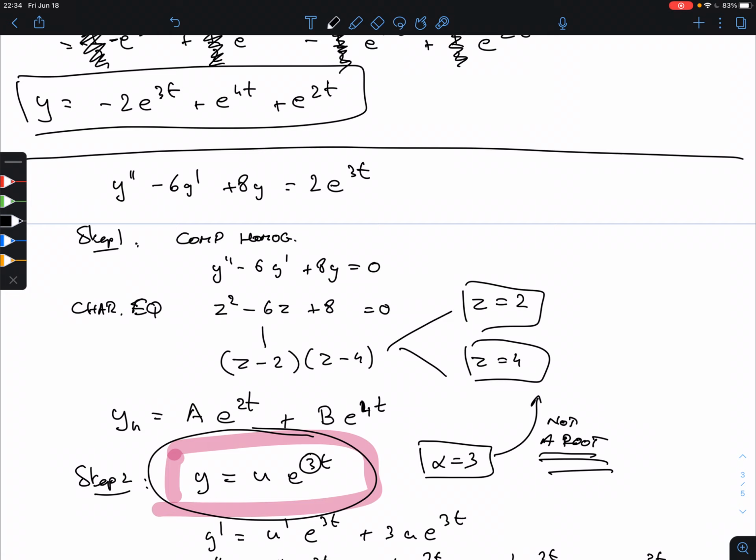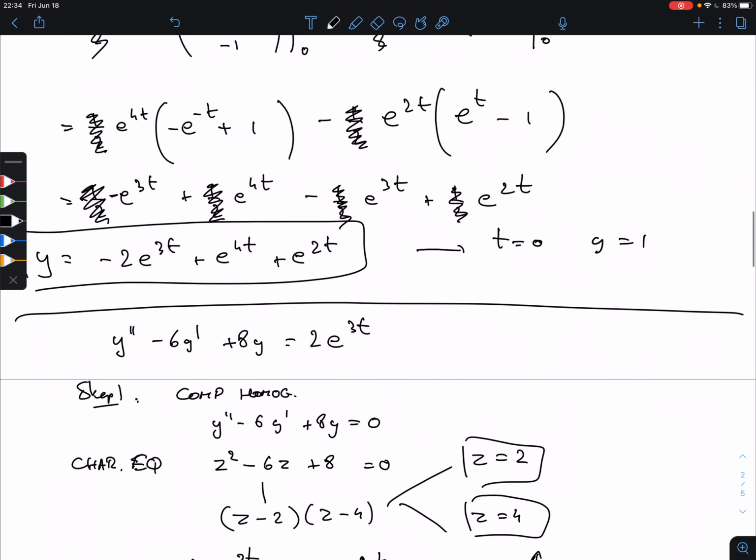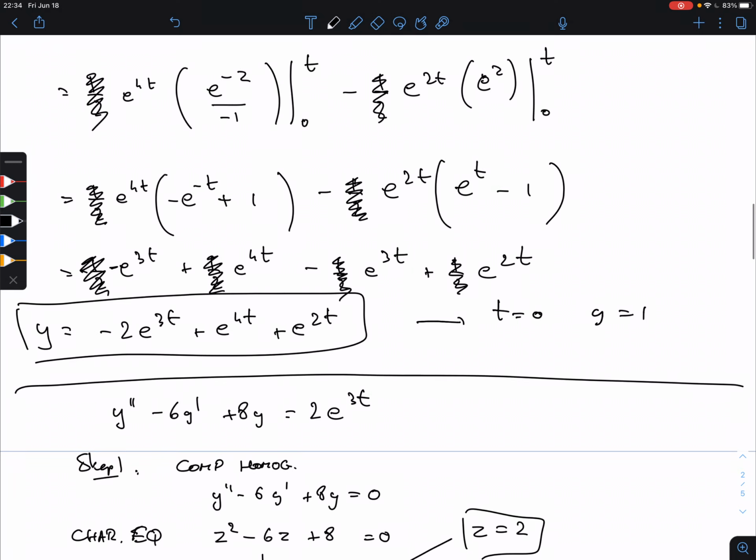Let's verify the initial conditions. So if I put in t equals 0, my y should be 1, right? But that's not the case. If I plug in, I get minus 2 plus 1 plus 1. So there is something wrong here. This one is wrong. So you see, sometimes just plugging in the initial condition, and even only one of them, can already tell you that, oh, you made somewhere probably a minus error.